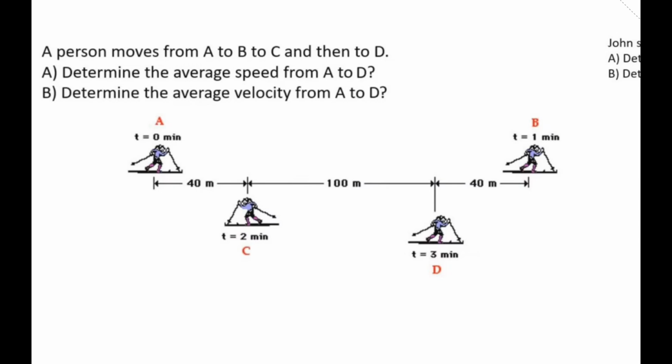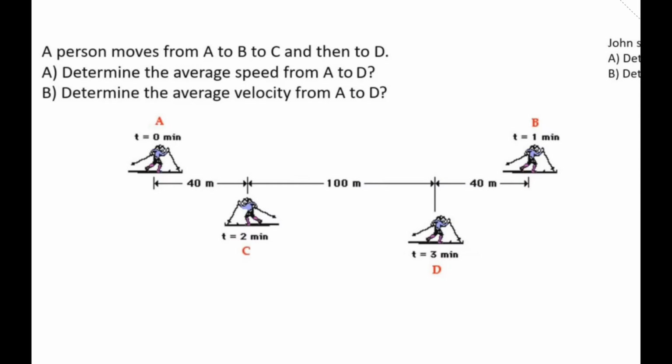I got this question. A person moves from A to B to C and then to D. You can see this person is probably snowing. I think he's having fun there. You can see, but he's covering different distances. From A to C is covering 40 meters in 2 minutes, because it started from 0 minutes to 2 minutes and covered 40 meters. From C to D he covered 1 minute because it's 2 to 3 minutes. So probably it's 3 minus 1, then it's going to cover 1 minute.